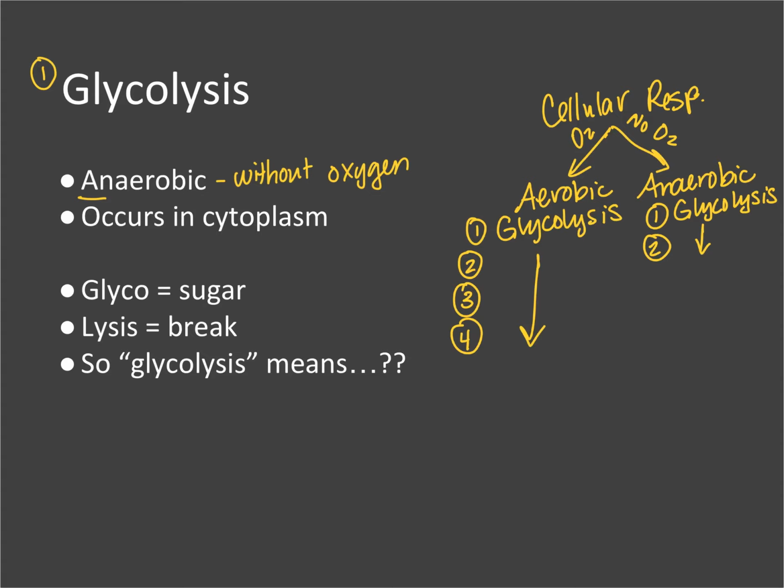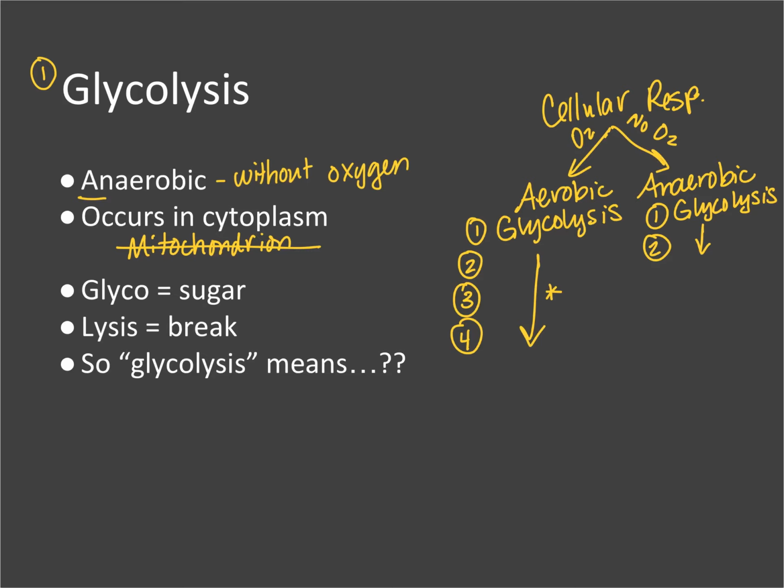Now, glycolysis occurs in the cytoplasm, so we do not need a mitochondria in order for glycolysis to occur. So mitochondrion is not needed in order for glycolysis to occur. We don't need the mitochondria until we get to these later steps of aerobic respiration.